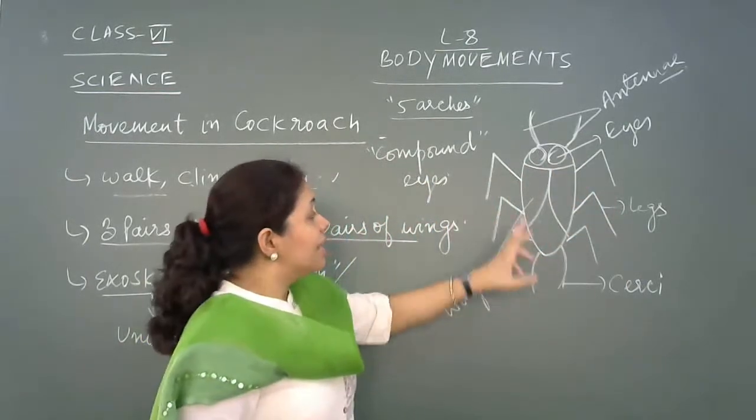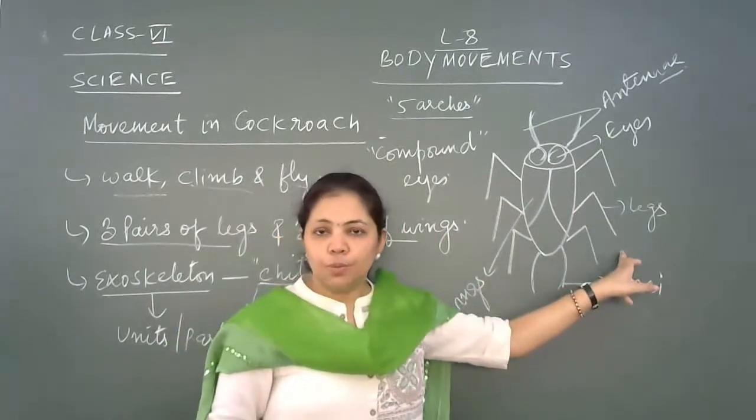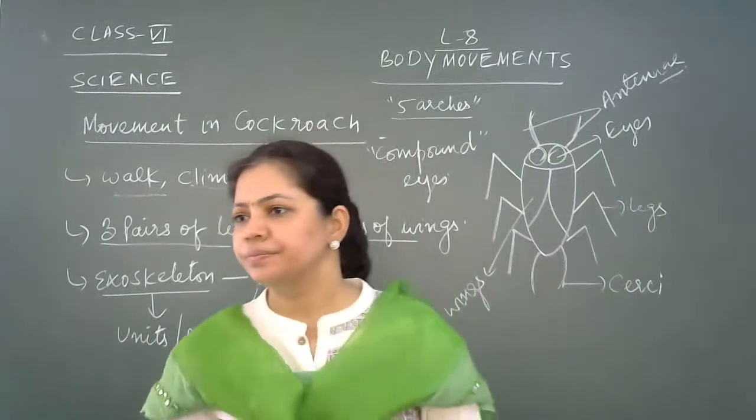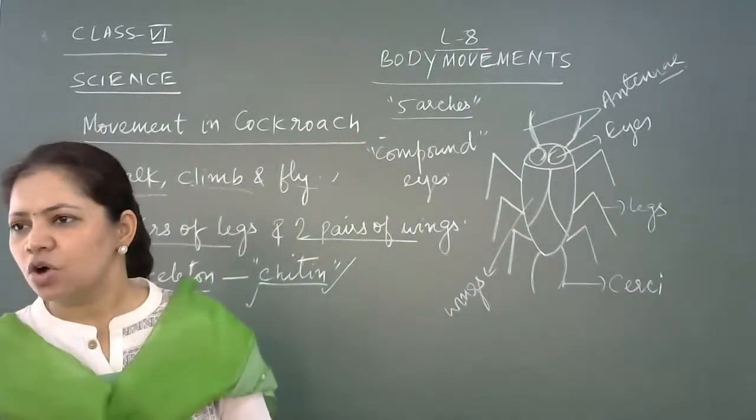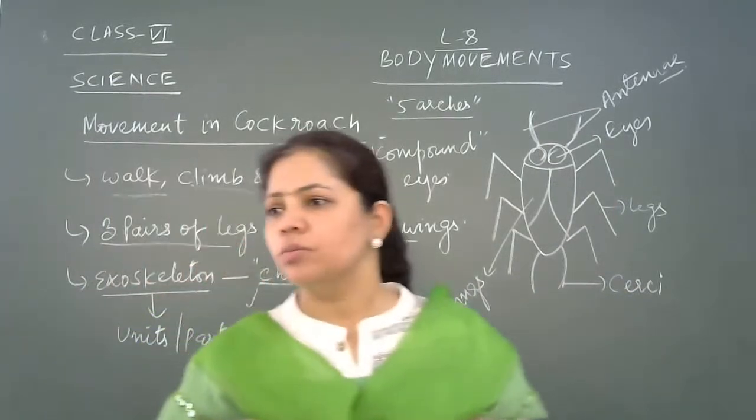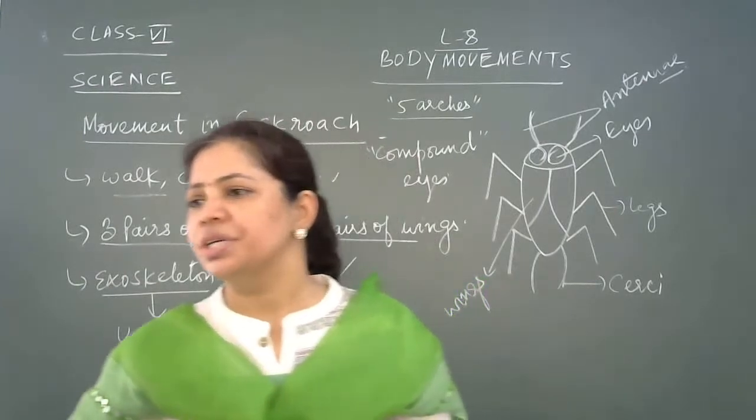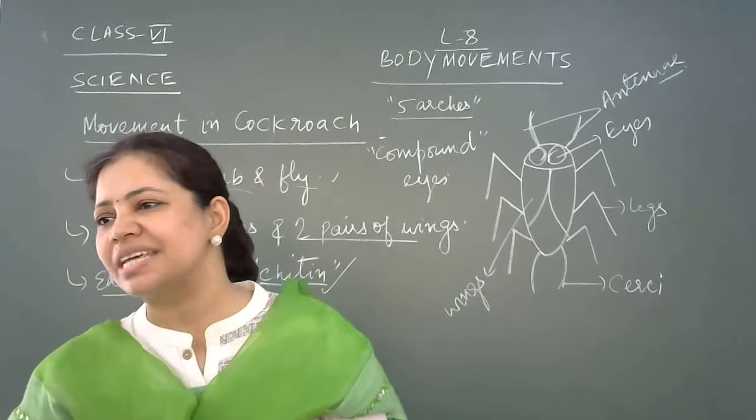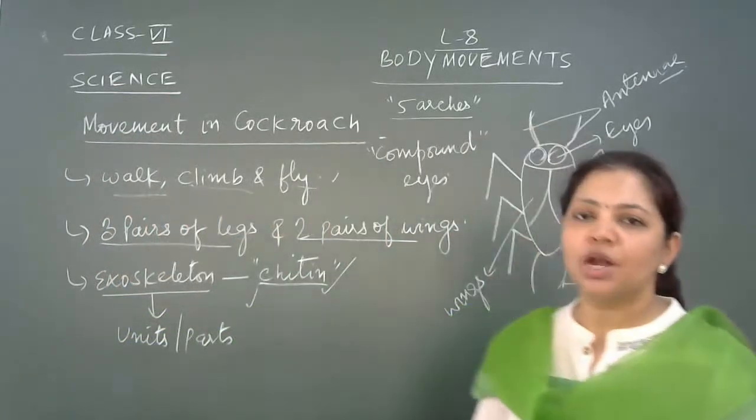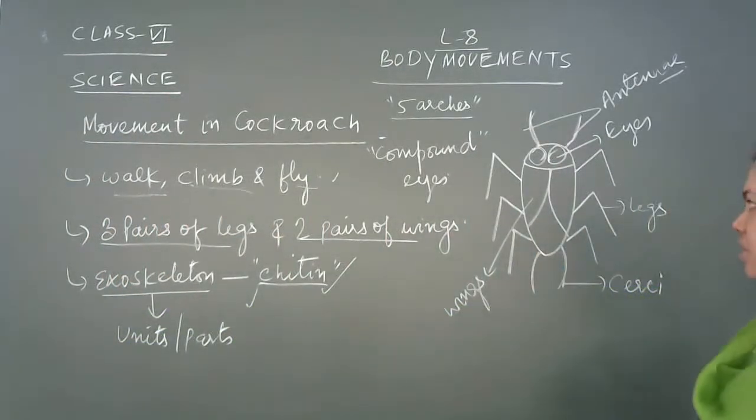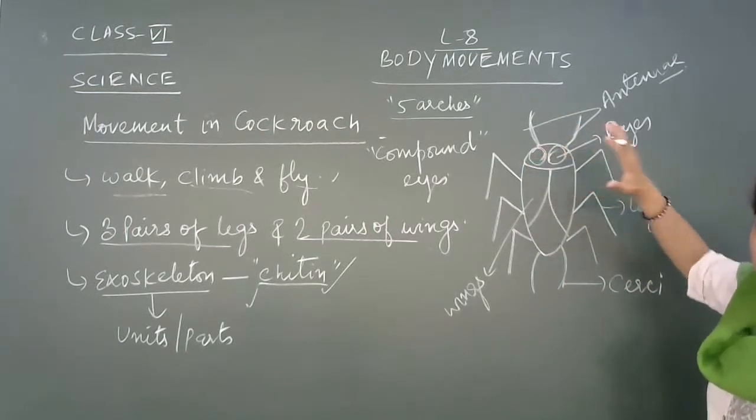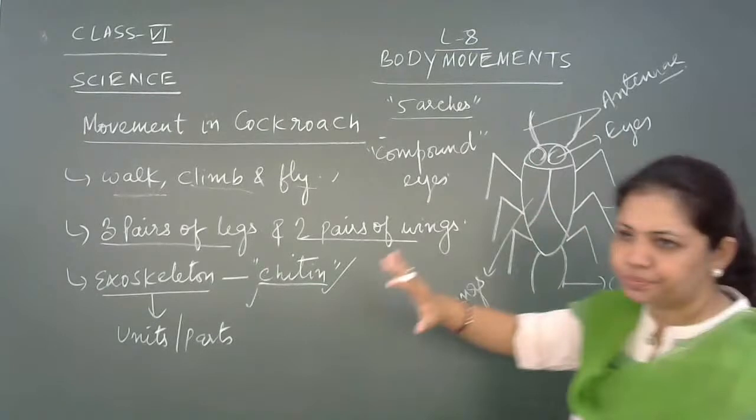Okay. Then next, about legs I told you. Now in case of legs, okay, from the login ID Monali Sharma, the question is, ma'am, is the antenna a part of its exoskeleton? No, that's not a part of its exoskeleton. The exoskeleton basically covers the body parts, which are the head, thorax, and abdomen, right?